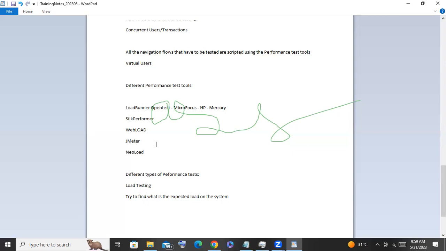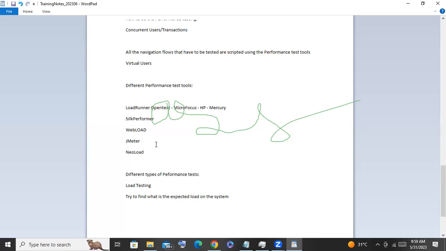Yes, sir. Yes, guys. Is this speed okay? Are you clear? Do you have any issues? Yeah, it's clear. Right. So this is what load testing is.